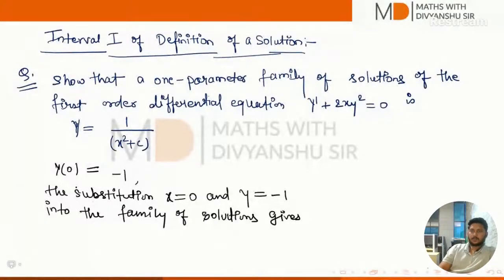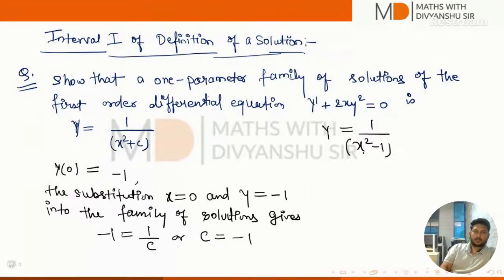Substituting y = -1 gives -1 = 1 upon c, or c = -1. So these are the y = 1 upon x square minus 1 terms that come. We now emphasize the following three distinct points.